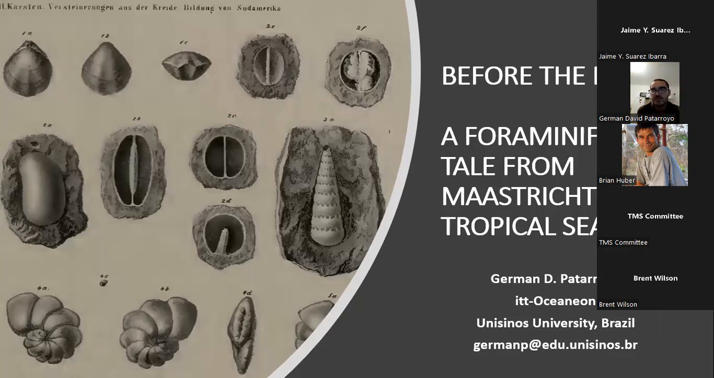Like the name says, I will talk mostly about foraminifera from the tropical Maastrichtian oceans. I will present some kind of history about this kind of foraminifera, mostly benthics, but I will talk a little bit more about the planktics also, and mostly about material from Colombia and some work we are conducting right now in tropical deep sea settings.